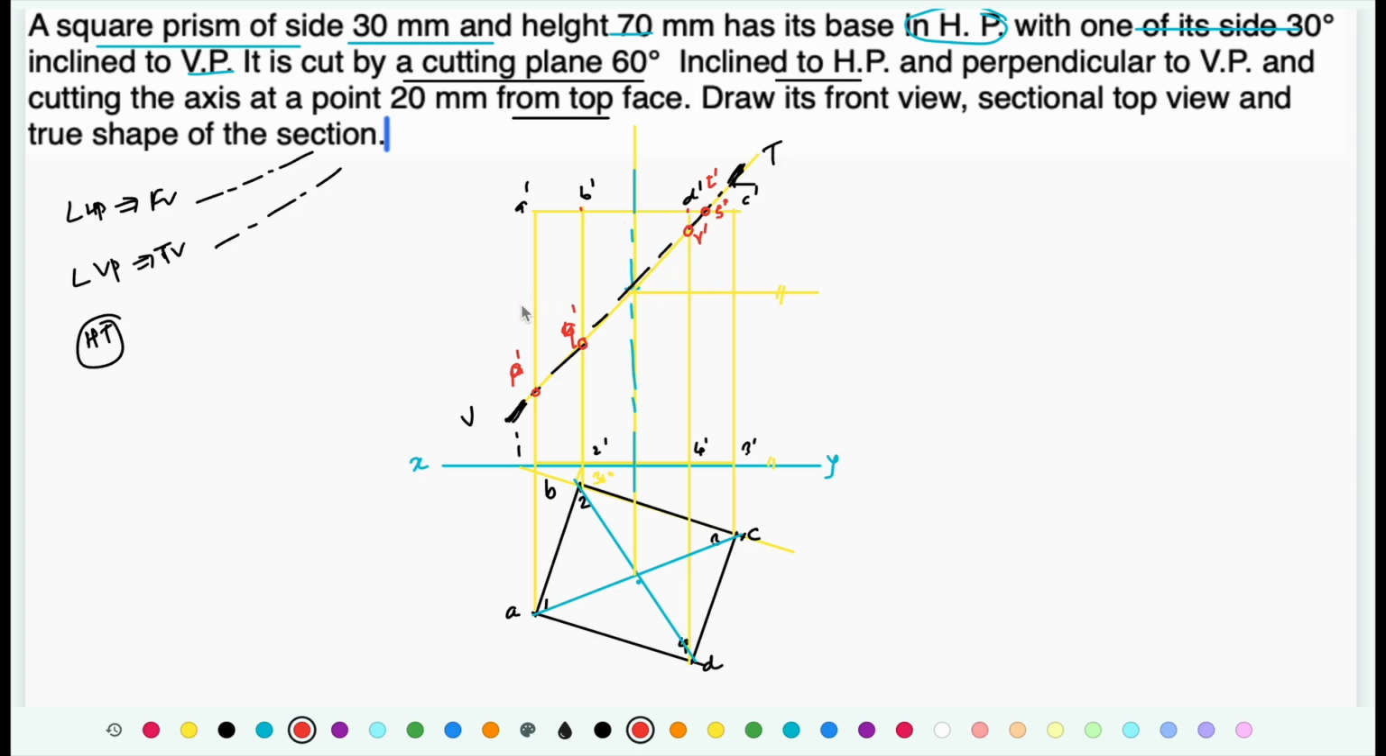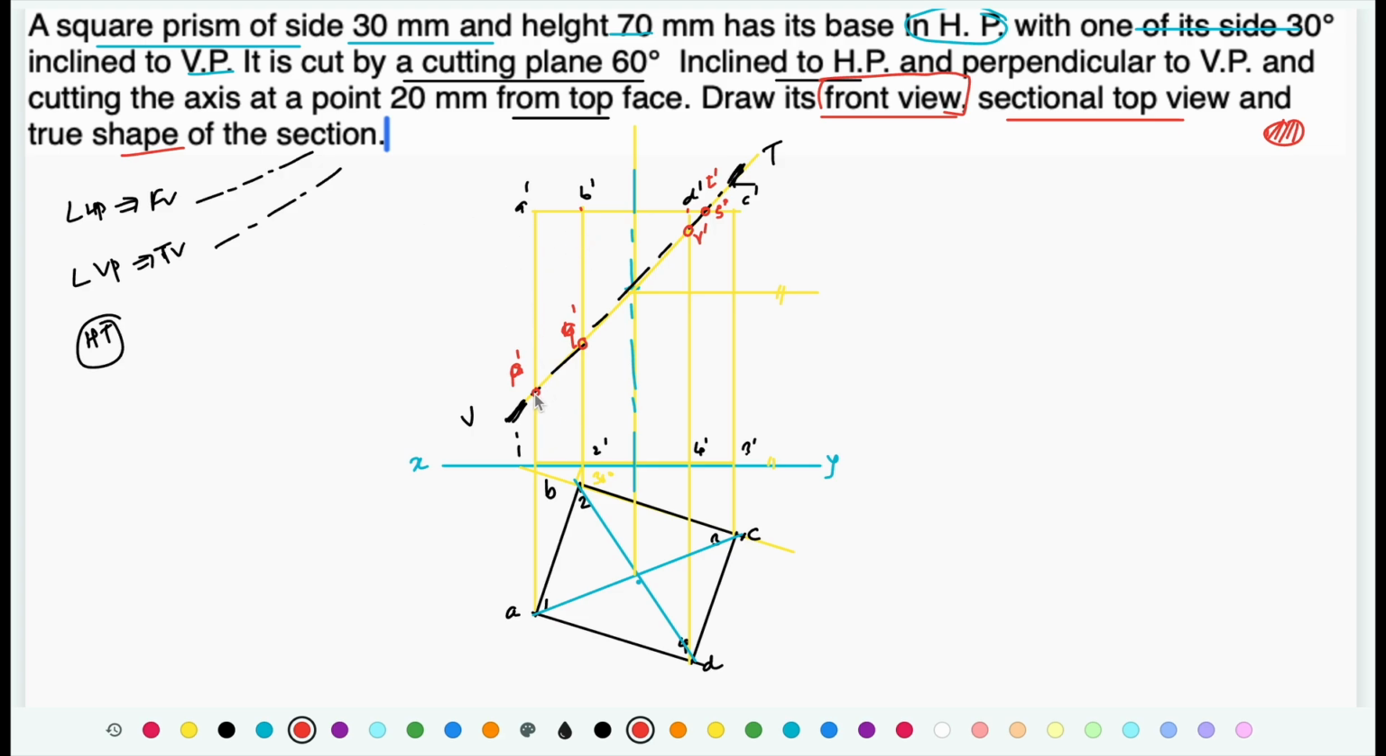Now once you have located those 5 intersection points, let's project those points in the top view. If you look at the question, it clearly specifies that draw front view. It's just a front view. So in front view, it is going to be a cutting plane, not a sectional view, whereas sectional top view, so in top view there is going to be some sectional view and true shape of the section. So project those points.